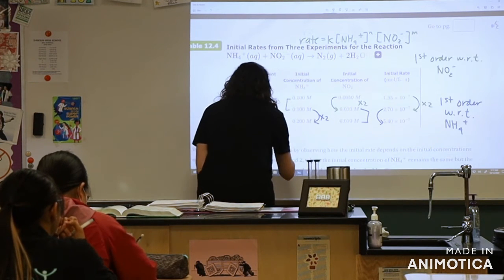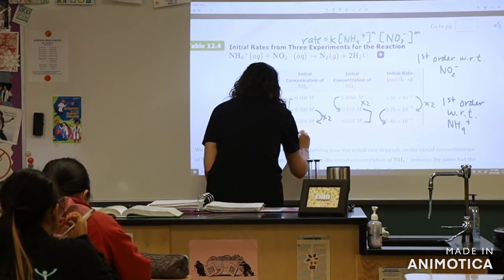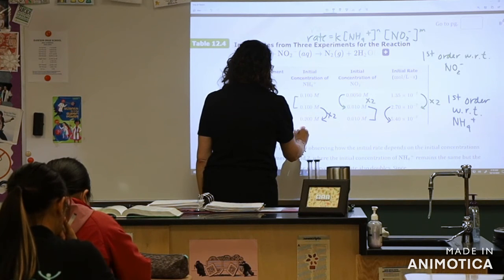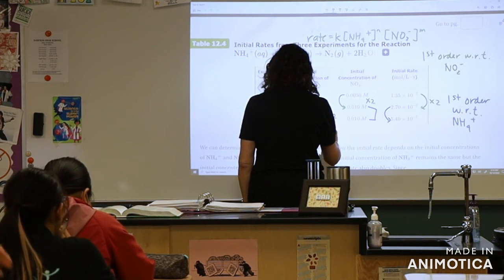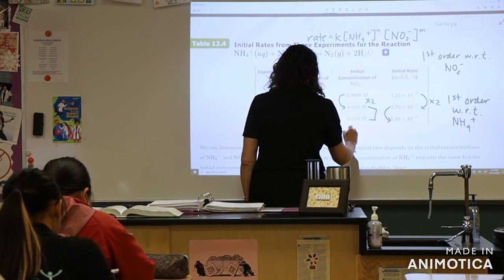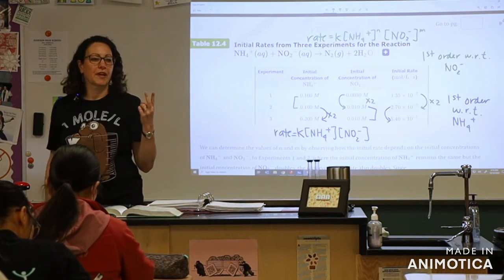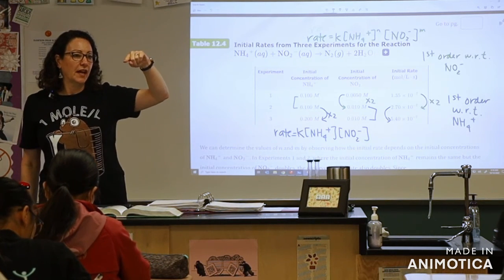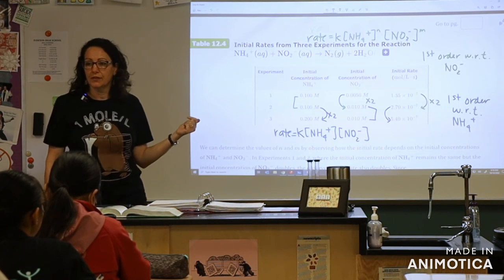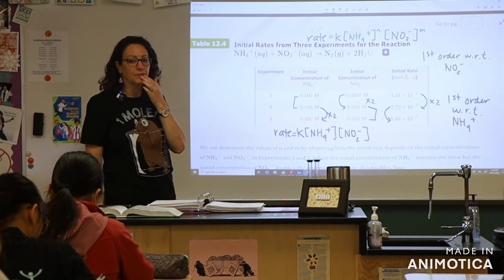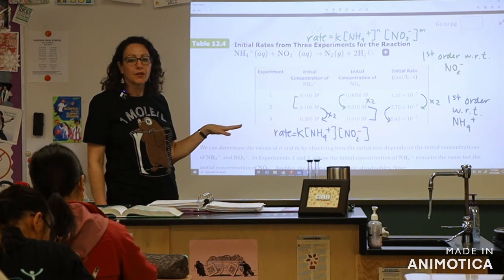So my overall rate law that I get for this is rate equals k times the concentration of the ammonium to the first, and again, we don't write ones, the nitrite to the first. This is a second order reaction overall. So we add up all the exponents, and that's the overall order of the reaction. So this is an overall second order rate law. Everyone okay? Questions about doing that?